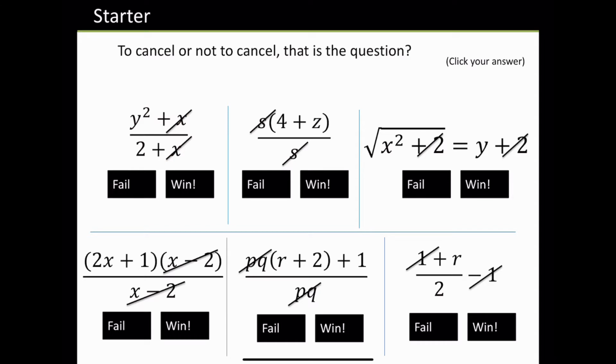To cancel or not to cancel, okay, this is the question. It's one of the most important things when dealing with algebraic fractions. A lot of people actually have a lot of misconceptions. So, could you get rid of the x's just like that? True or false? In fact, pause the video and try these questions.